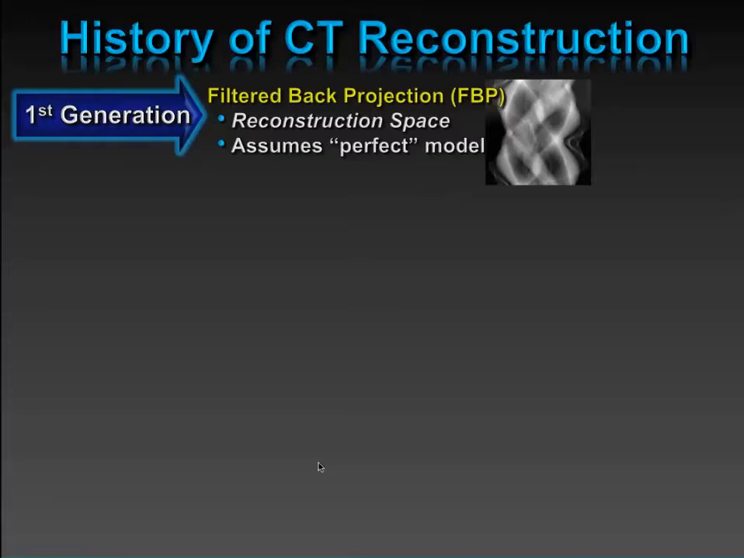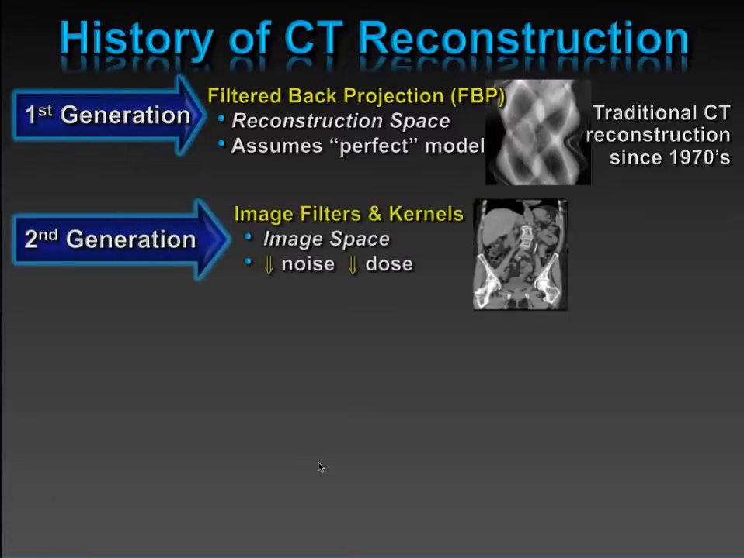done all from the raw data. It assumes a perfect model, and I'll show you what I mean by a perfect model in a minute. And there's a sinogram image there of the raw data. And basically, this has been what we've been doing since the inception of CT in the 1970s. Second generation is basically filters applied to the slices or the image space. You can get some noise and dose reduction slightly from doing that. They have different names from different manufacturers, as you can see.